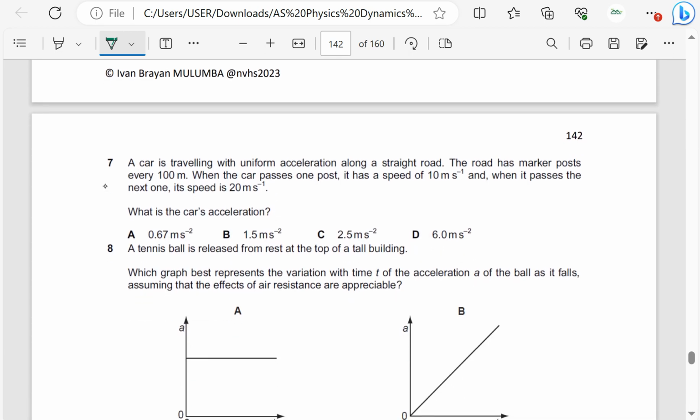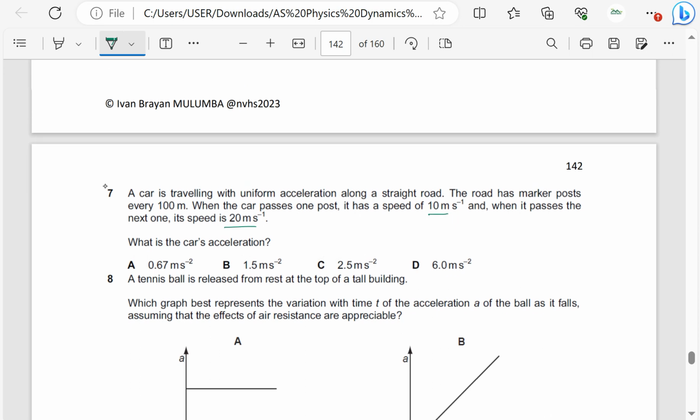Okay, a car is traveling with a uniform acceleration along a straight road. The road has marker posts every 100 meters. When the car passes one post, it has a speed of 10 meters per second, and when it passes the next post, it has a speed of 20 meters per second. So the road marks are 100 meters apart.